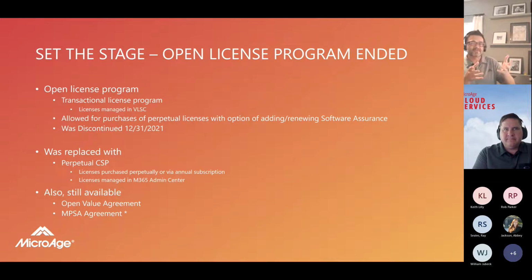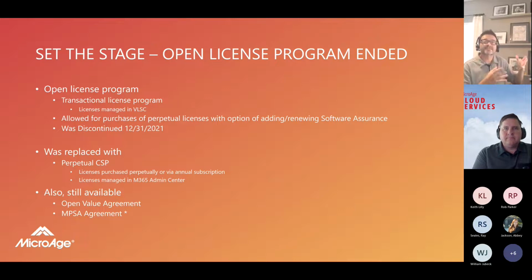So we'll start with the Open License program. This is something that ran for decades, right? This was what the volume license program at Microsoft was built upon many, many years ago. And this ended back in December of 2021. It was a transactional license program, and all those licenses were managed in the Volume Licensing Service Center. And this allowed for you to purchase perpetual licenses with SA.